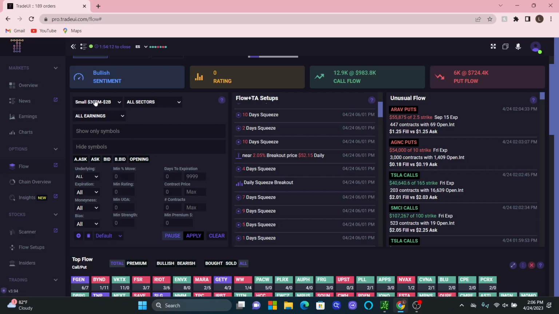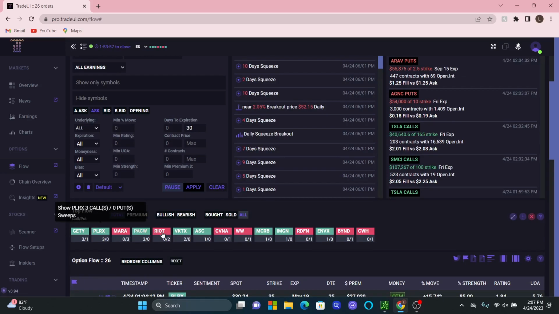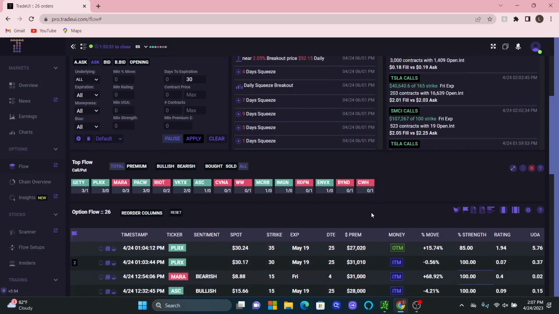But first thing we're going to do is go ahead and filter down the small cap. We're going to look for people entering positions, so we're going to go to ask. Our days till expiration, we're going to do 30 days or less. And then we're going to go ahead and apply those filters. When I apply it down here, you can see that we really don't have much to work with so far, which is fine because you have to remember, these are actual small cap stocks. It doesn't take much to really make these prices move.